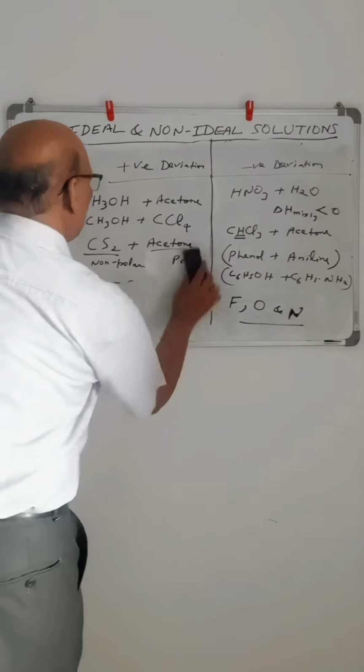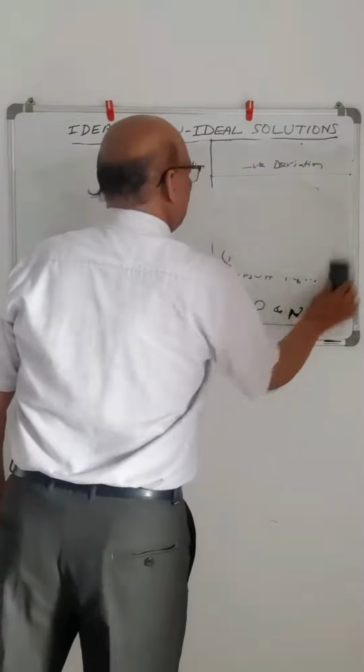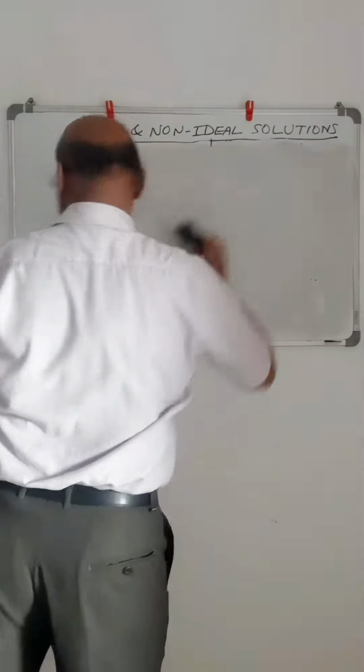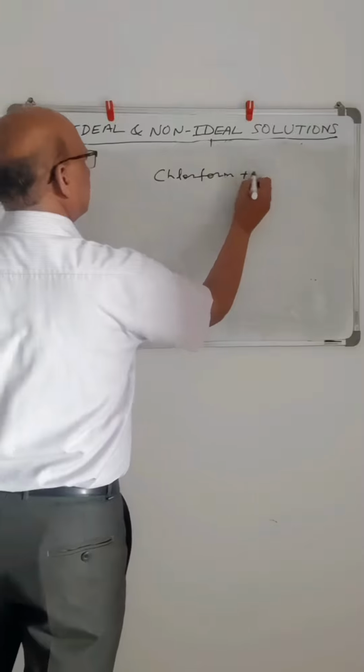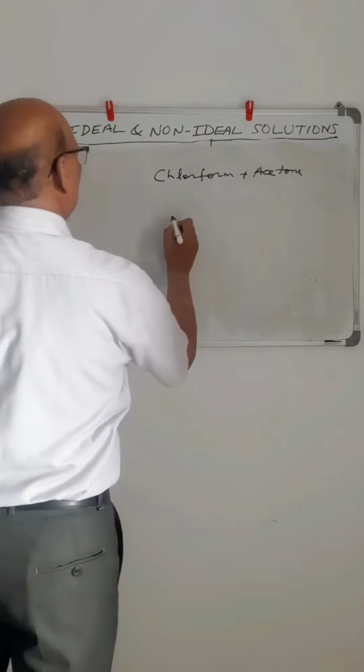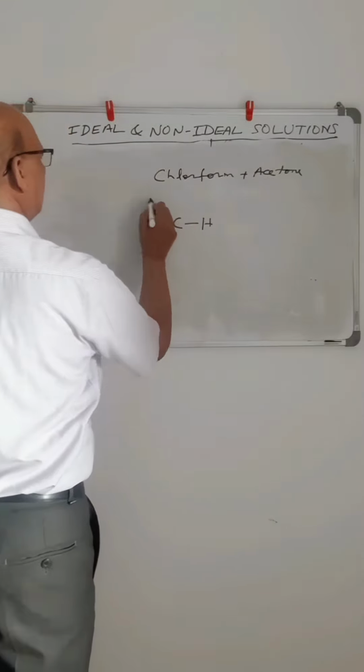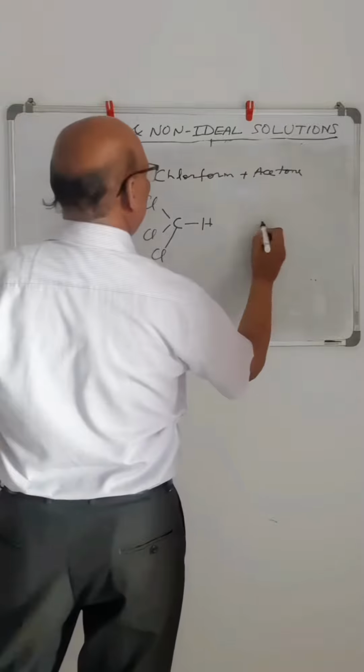Now we will show how this negative and positive deviation occurs with some examples. Why they are showing positive and negative deviation. Let us take one example of this. I told you this chloroform plus acetone. This is a very important example. So how will it show? It will be like this: CH single bonds, CHCl3, and acetone will be like CH3.